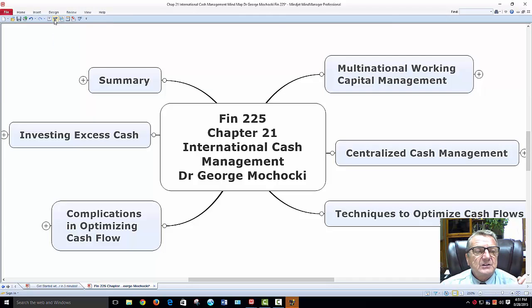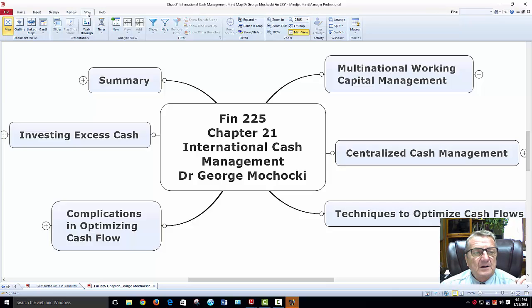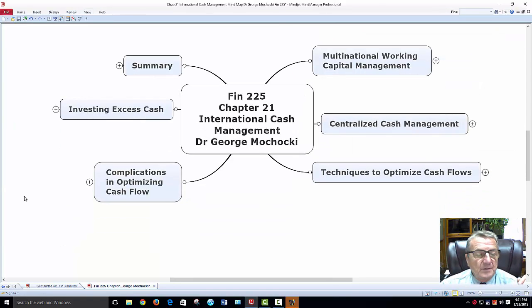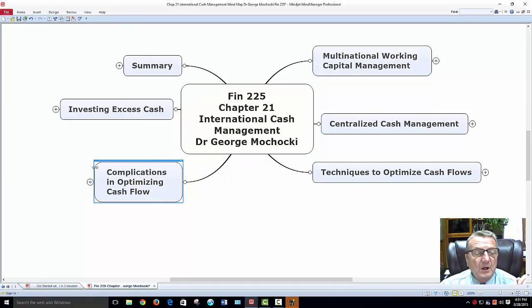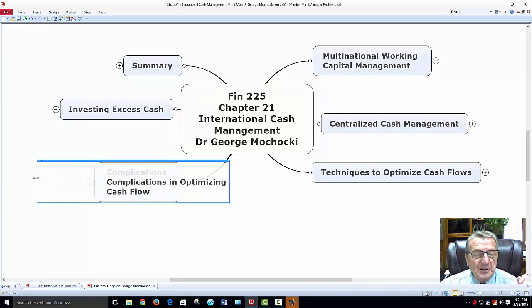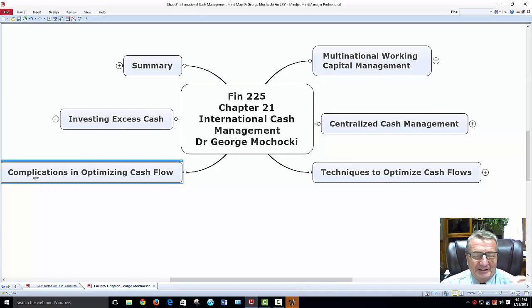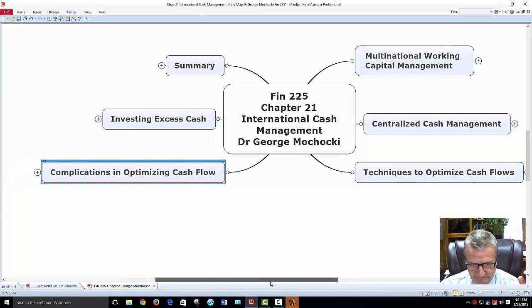Look at managing cash internationally as you would be managing your own cash at home. You have to manage it, right? So here we go. You're managing cash. Your job is not to have too much and not to have too little. When I say you want a lot of cash, you want a lot of assets. So let's look at that, right?